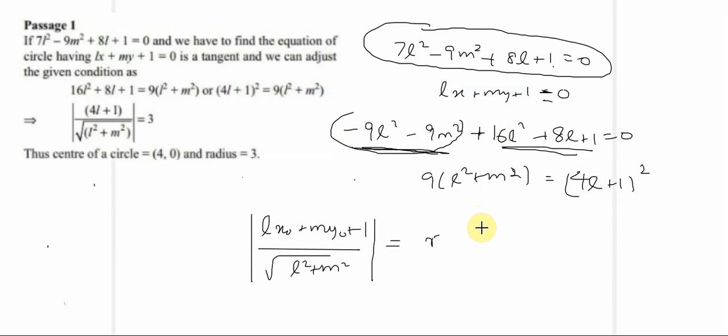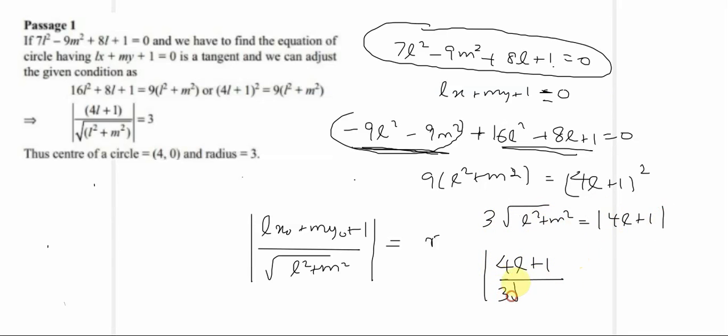Now if you take square root on both sides, we get 3 times root over L square plus M square equal to mod of 4L plus 1. Take positive square roots on both sides. So now you have the expression here, 4L plus 1 by 3 root L square plus M square is equal to 3. Alright, so okay, wait a minute. There's no 3 here.